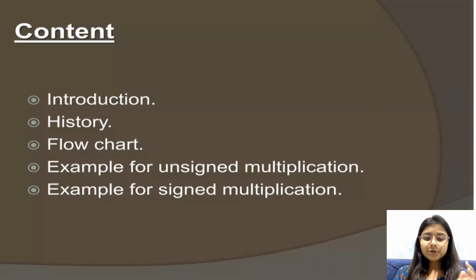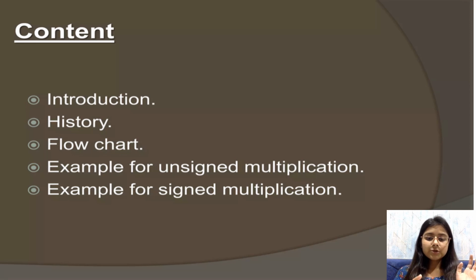Okay, so first of all, we'll move to the content portion. What are we going to see today in this video? First, we are going to see the introduction: what exactly Booth's algorithm is and why we use it. We are going to see the history and the flow chart showing how Booth's algorithm works. And we are going to see examples of signed integers, signed multiplications and unsigned multiplications.